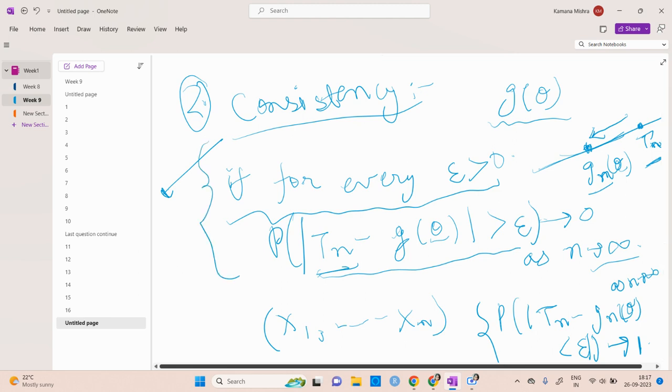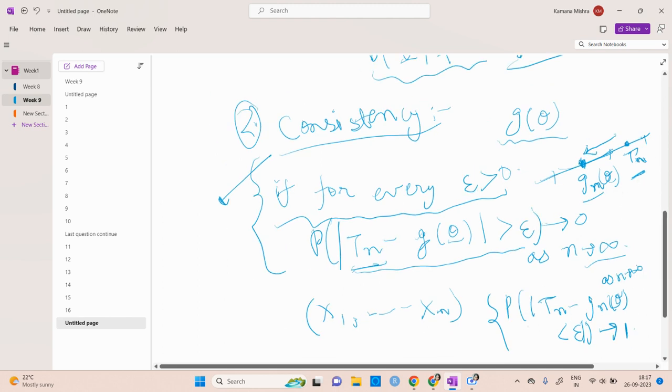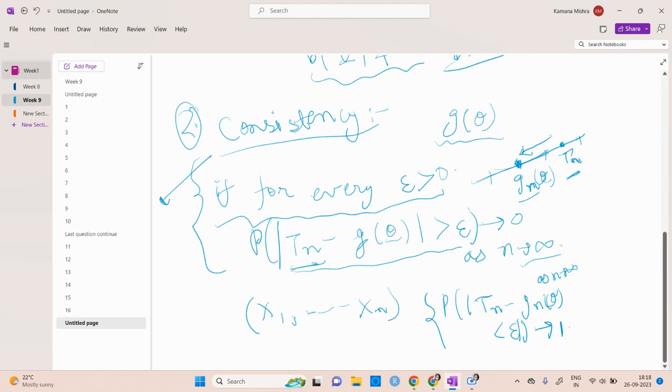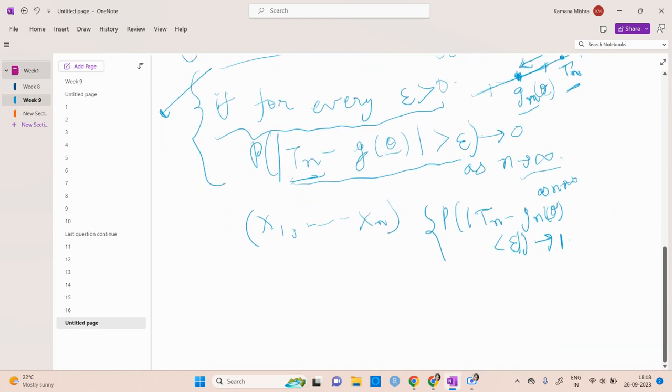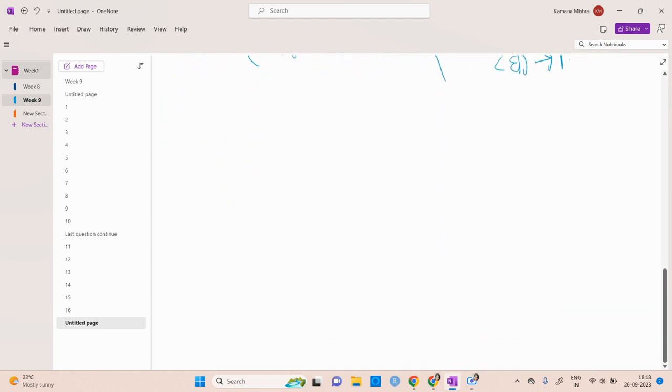But the meaning to understand is this, that as we increase this n, this Tn will converge to this value. It should not happen that as we increase n, sometimes Tn is going here, sometimes Tn is going here, sometimes here. It should happen in this way, that Tn converges to this Gn theta. Okay. So I hope this is making sense to you.